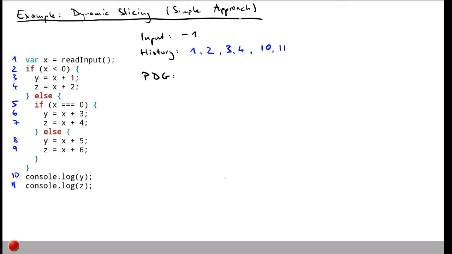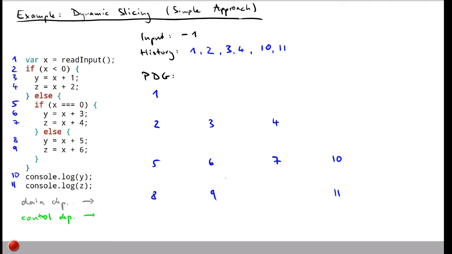So in the graph, we have nodes for each of the statements in the program. So this and this and also 11. And then we have edges for the two kinds of relationships that matter to us here. One is the data dependencies, which I'll denote with this, and the control flow dependencies, with that color.